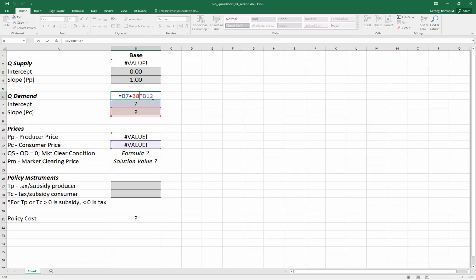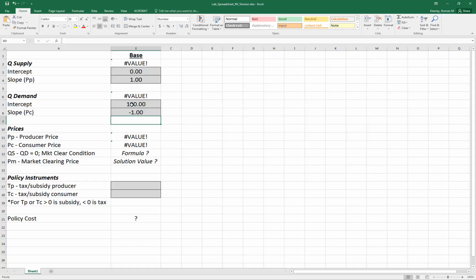If we look at the demand function here, it says B7, pick some intercept, which is located in that cell right below, plus the slope. This is how quantity demanded responds to the price, goes in this cell, and then multiplied by B12, which is the consumer's price. Okay, so let's fill those in. I think they were already filled in on the screenshot from the PowerPoint slides. So that was 100, and this is minus 1.